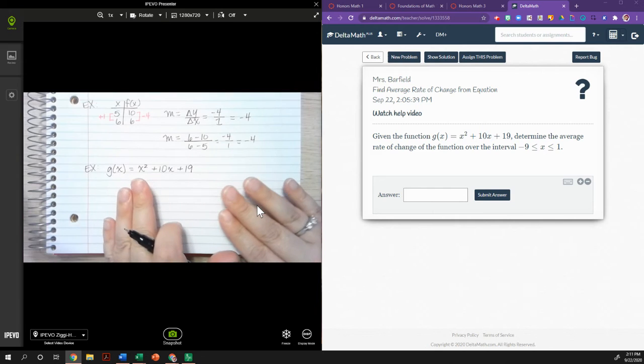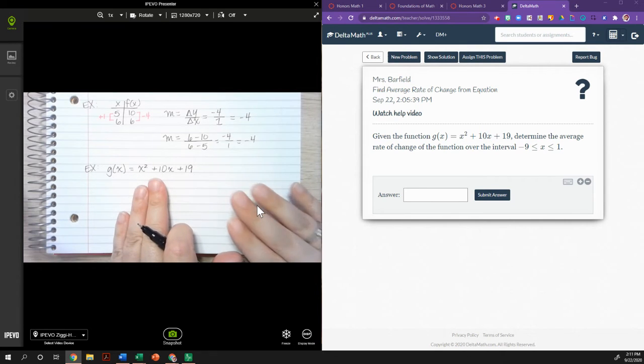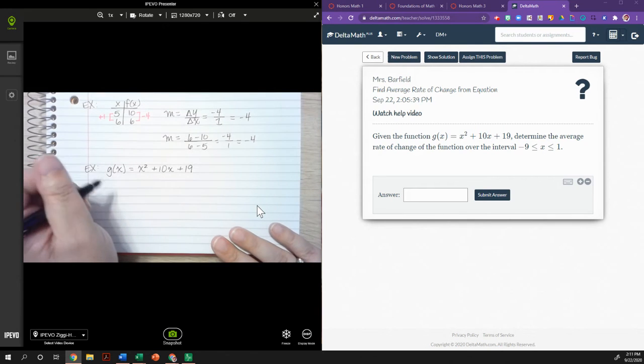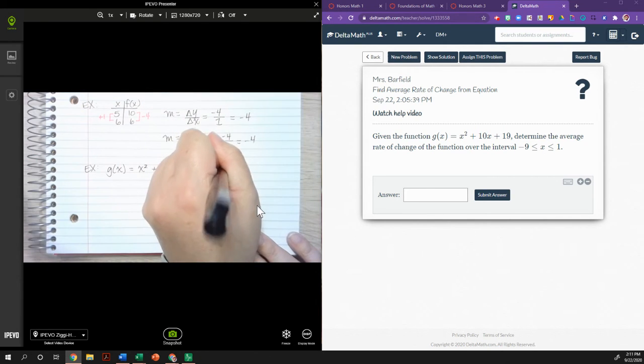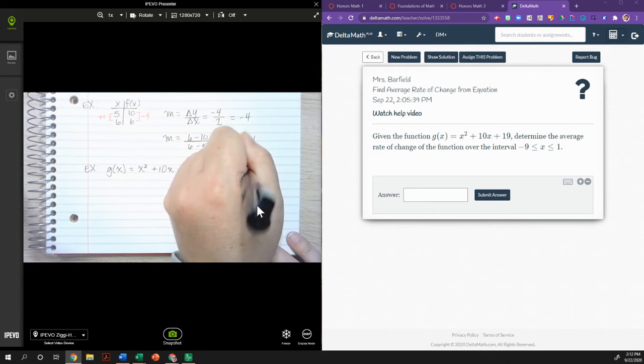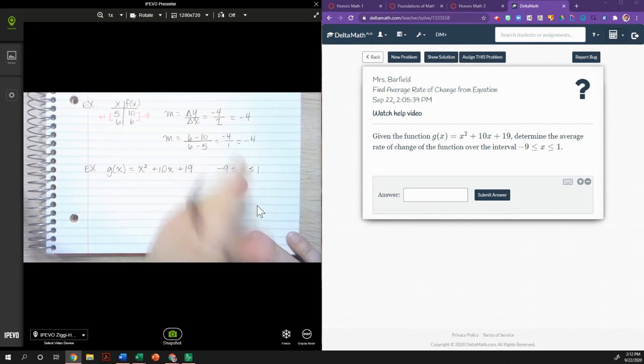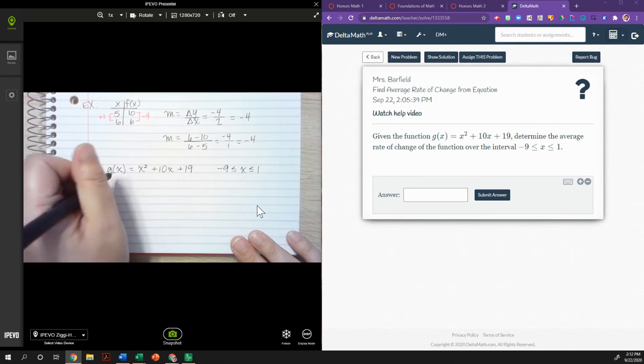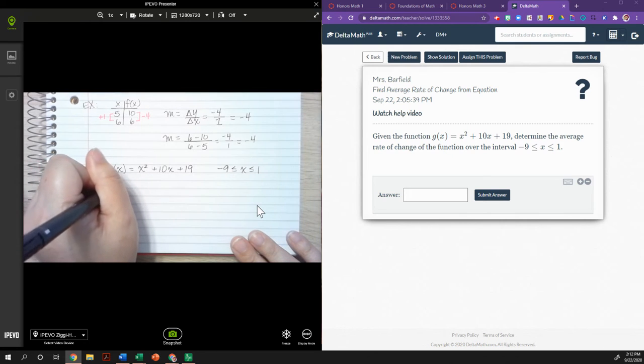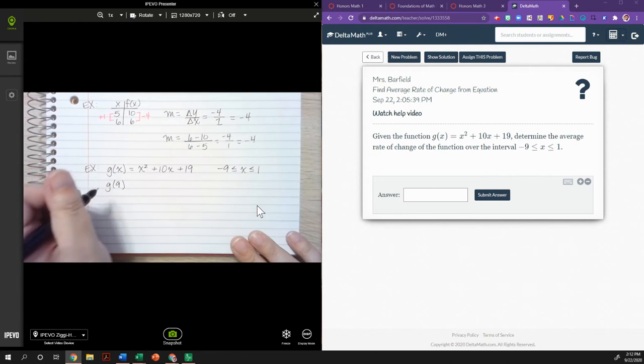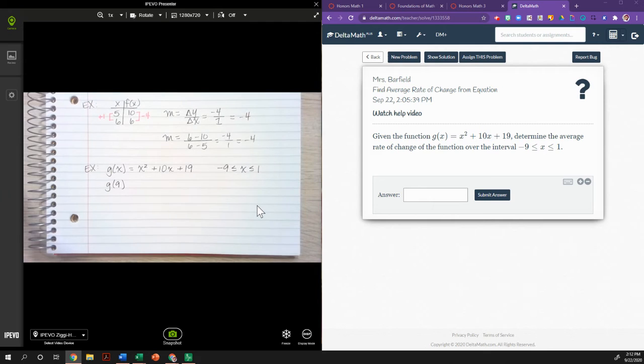I'm going to show you how to do this by hand, and then I'm also going to show you how we can use Desmos to help us out. It's going to be nice what Desmos can do for us. So we have to go over the interval -9 less than or equal to x less than or equal to 1. What that tells me is I need to figure out what g of -9 is.